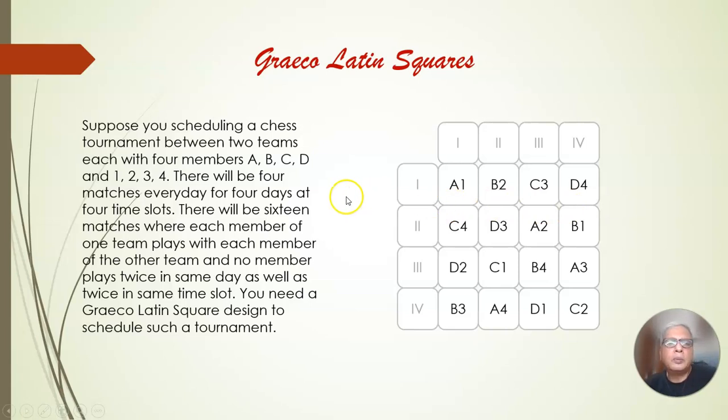In a scheduling problem, suppose there are two 4-member teams, A B C D and 1 2 3 4, playing a ping pong match with one another. Each player has to play each of the players in the opponent team. One player should not play twice a day. One player should not play twice in the same time slot. There are 4 days, 1, 2, 3, 4. There are 4 time slots, 10 a.m., 2 a.m., 4 a.m., 8 a.m. And you need a Graeco-Latin square of order 4 to schedule such tournaments.